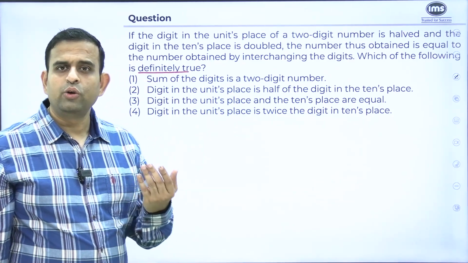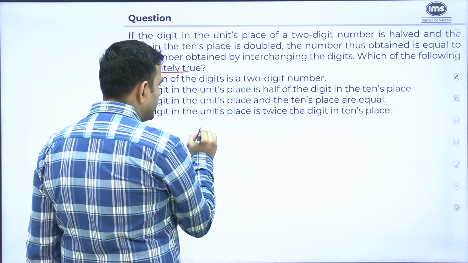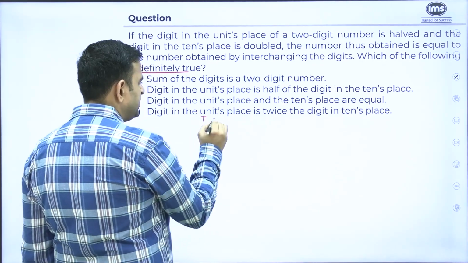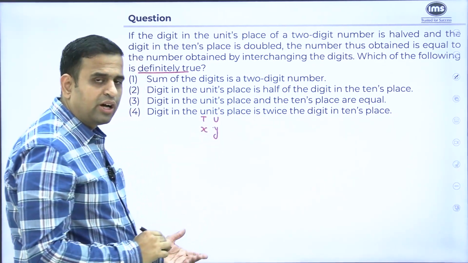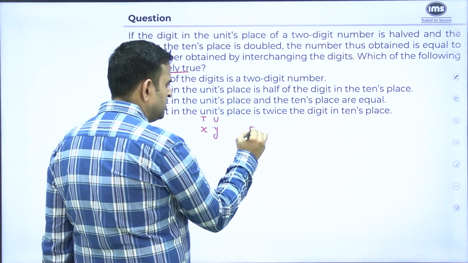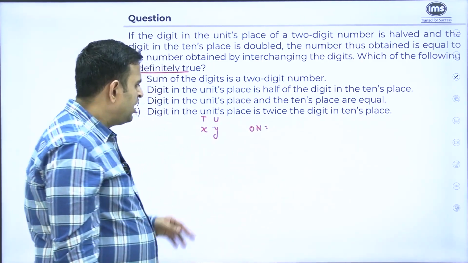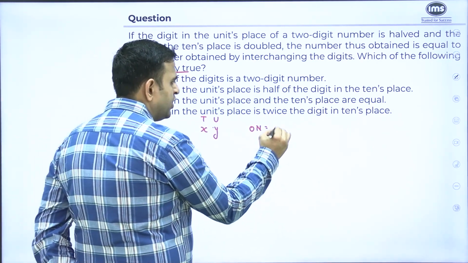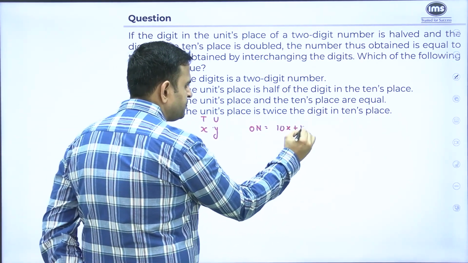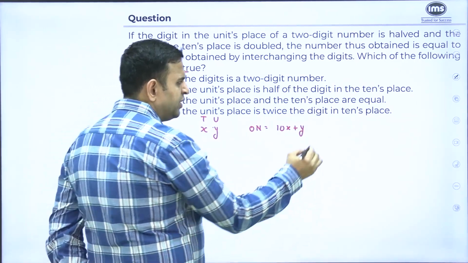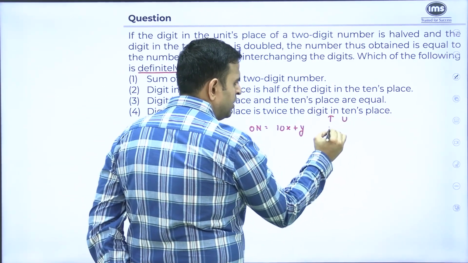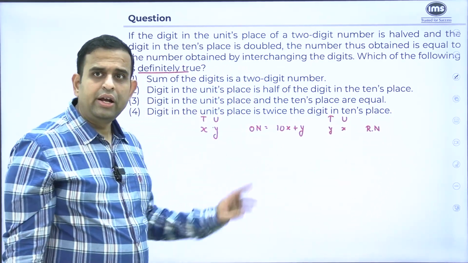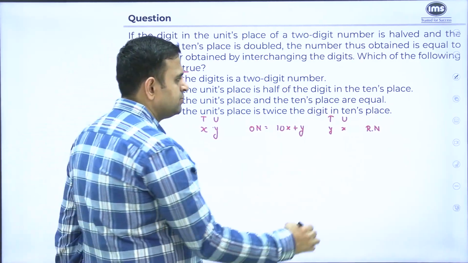First of all, let's take a 2-digit number in the form of xy, where x is at the tens place and y at the unit place. So now my original number will be equal to x into 10 plus y into 1, giving you 10x plus y. And the reverse number will be yx, which I can write as y into 10 plus x into 1.